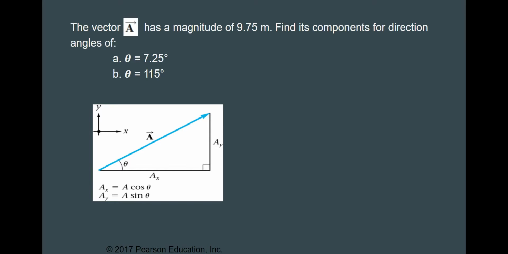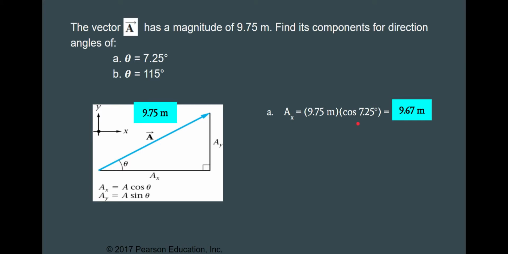If not, keep watching. So we need to find that x component and the y component, and I've given you the way to do that right here. We know that vector A is 9.75 meters. And for part A, we have an angle of 7.25 degrees. So let's plug in our information for the x component right here. And that's going to equal 9.67 meters. And we're going to do the same for the y component. So we're just switching out cosine for sine. And that will equal 1.23 meters. Okay.